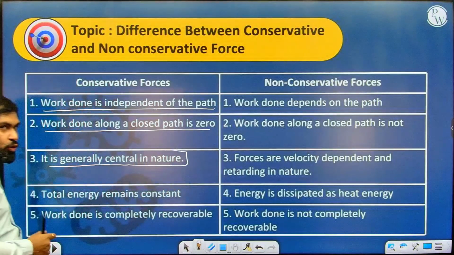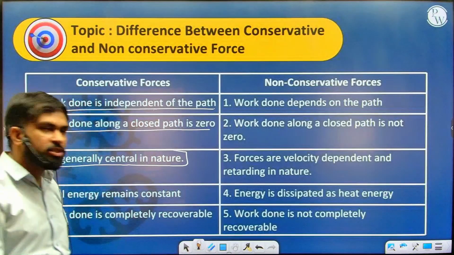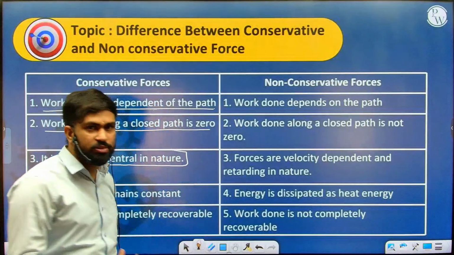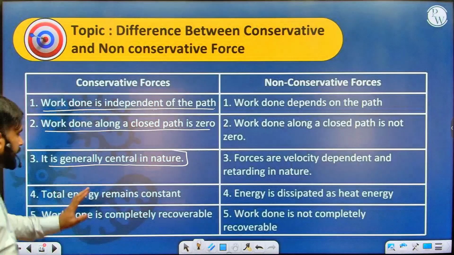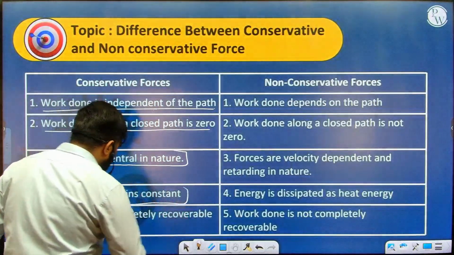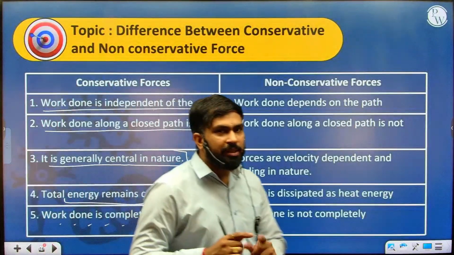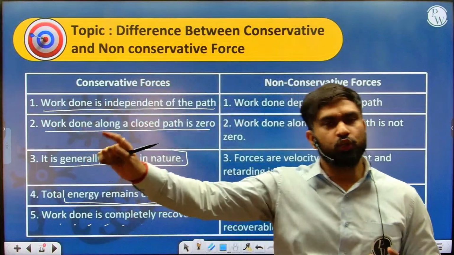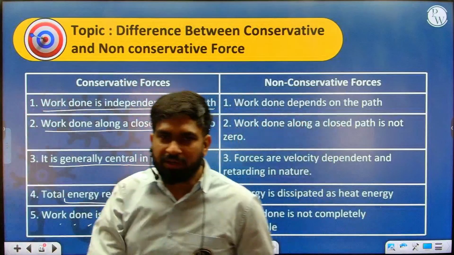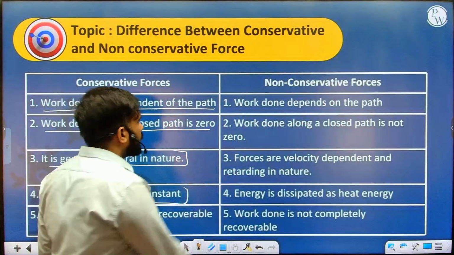It's generally central in nature. The conservative forces act towards the center which is applying the force, like the gravitational force towards the center of the earth. Total energy remains constant, total mechanical energy is constant. The work done is completely recoverable. That means in going forward, you get positive work, so going in reverse, you get the negative work, straightforward.